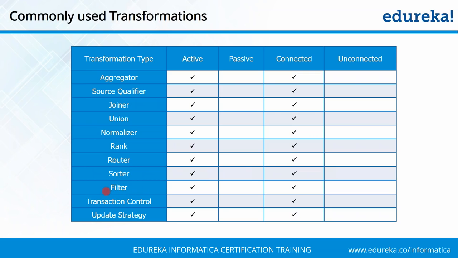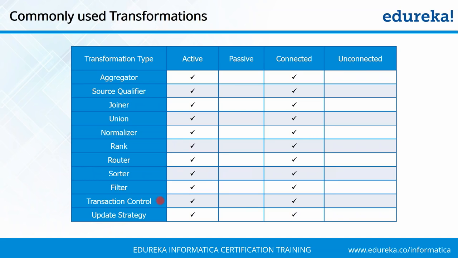Following which is the filter transformation. So the filter transformation filters the data that passes through it which does not meet a specific condition. Let's say you wish to extract only distinct rows from the data that is being passed through it, you can use a filter transformation. Then we have the transactional control transformation.